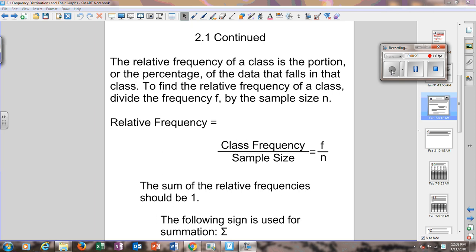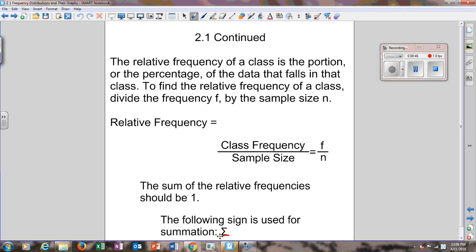Now, because you round, in most cases it's going to come close to 1 the majority of the time, but not going to be exactly 1. But it should get real close to it. Don't forget that the following sign is used for summation. Most of you have seen that before.